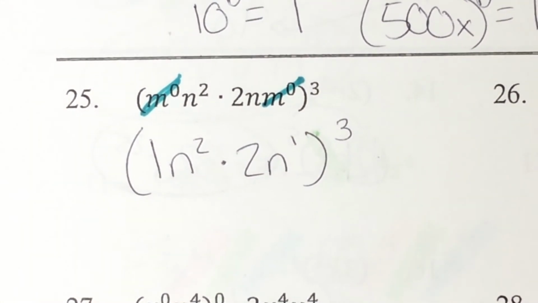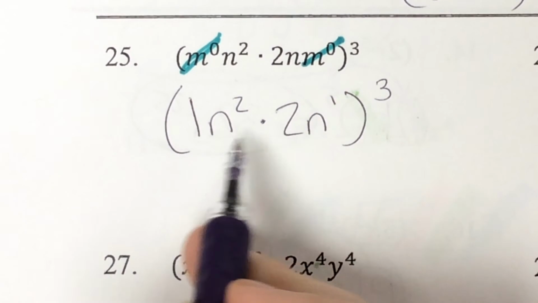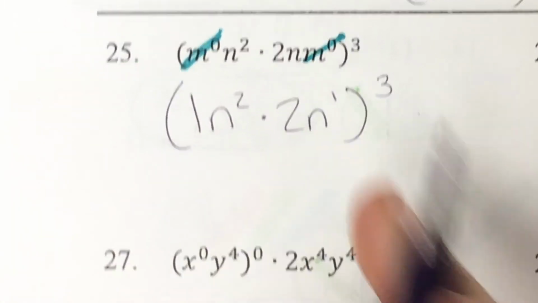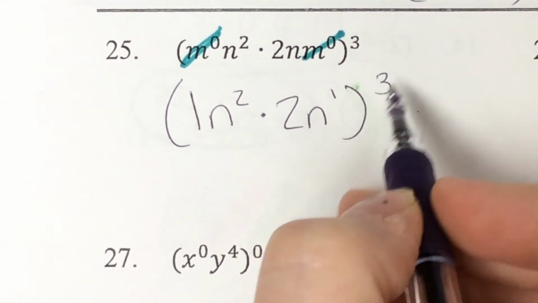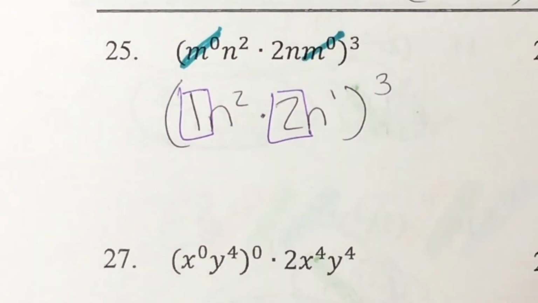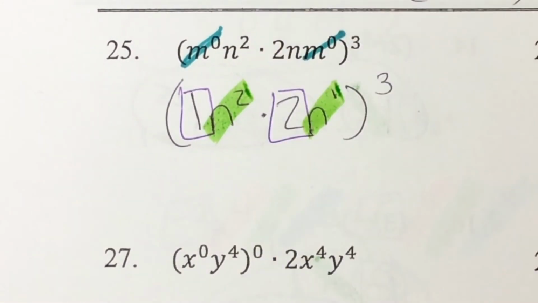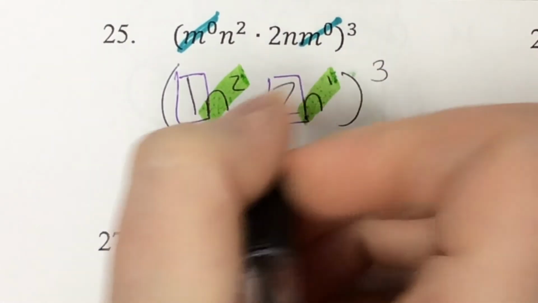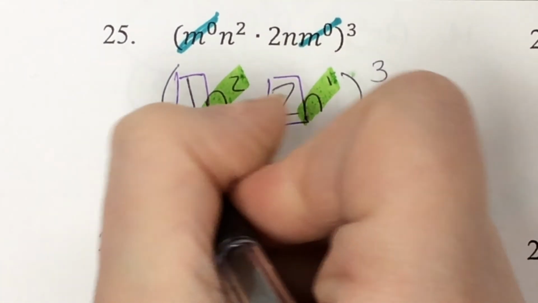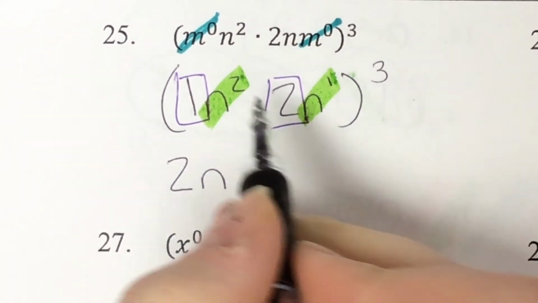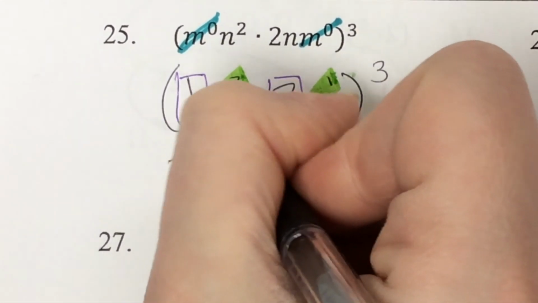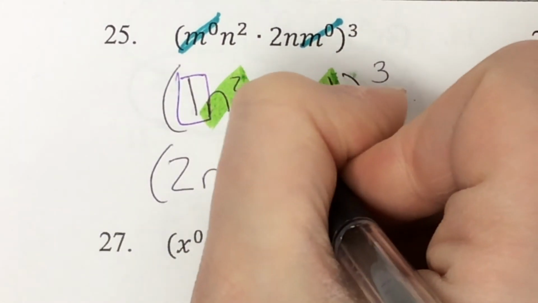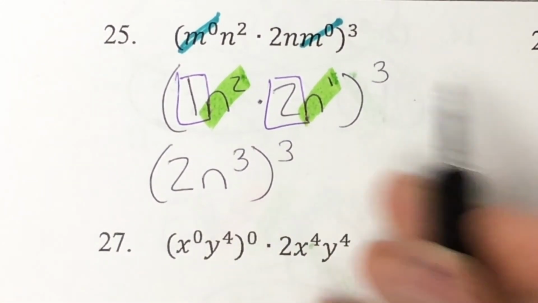Let's do the math on the inside of our parentheses, and then we'll cube everything. We'll deal with the exponent on the outside last. So we have 1 and 2, which are our coefficients, n squared and n to the first, this is our base and our exponent. Let's do that math inside our parentheses. 1 times 2 is 2, n, add the exponents, 2 and 1 is 3. And then that whole thing is still being cubed. Don't forget about that cubed.